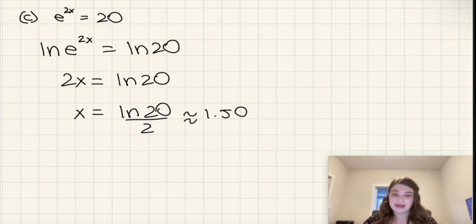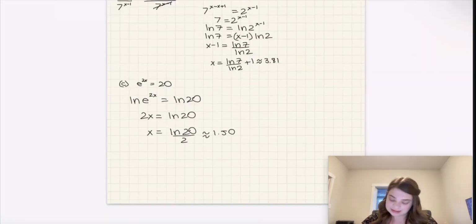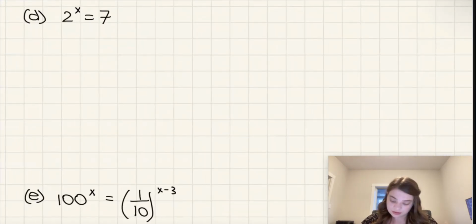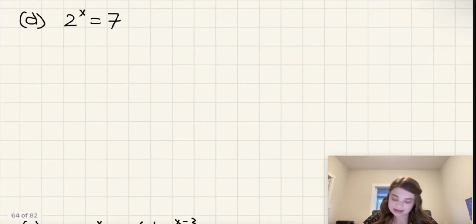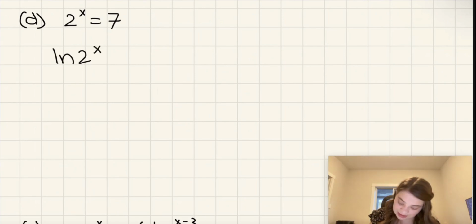Awesome. Okay, let's try the next example, which is this one here. What if we have 2 to the power x is equal to 7? Well, first thing we need to do is figure out how we are going to get the x out of the exponent. And so we're going to change this into ln form as well. So ln 2 to the power x is equal to ln 7.